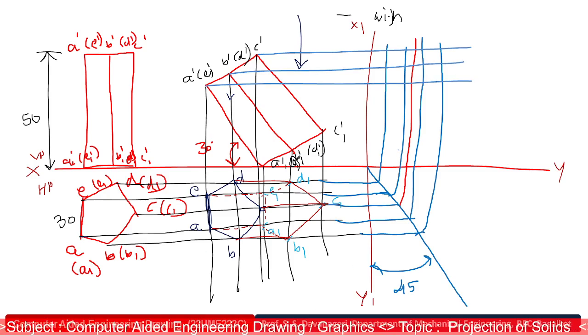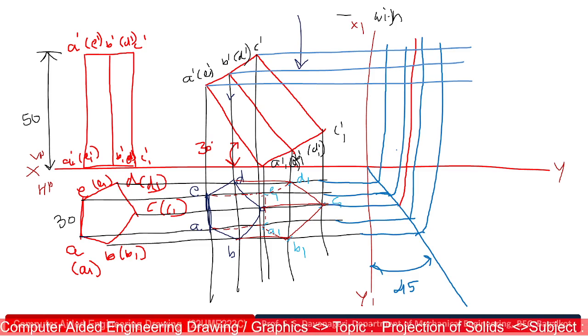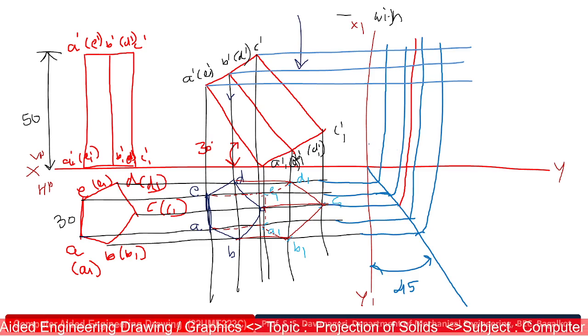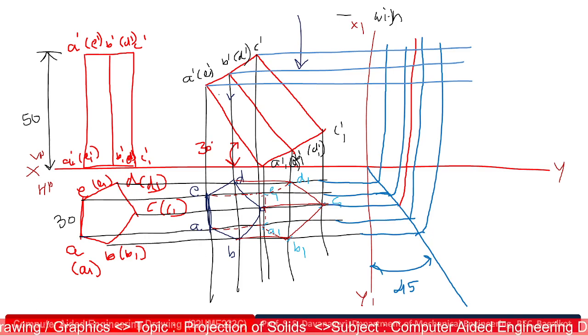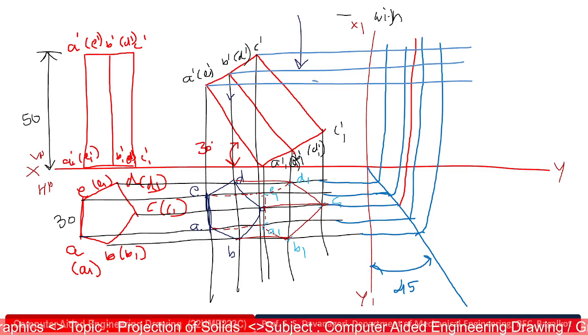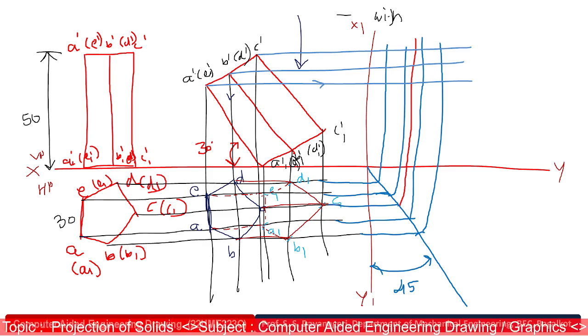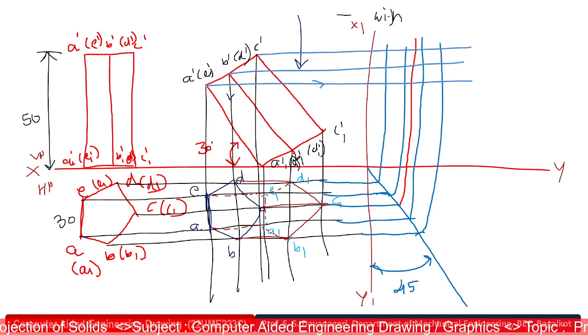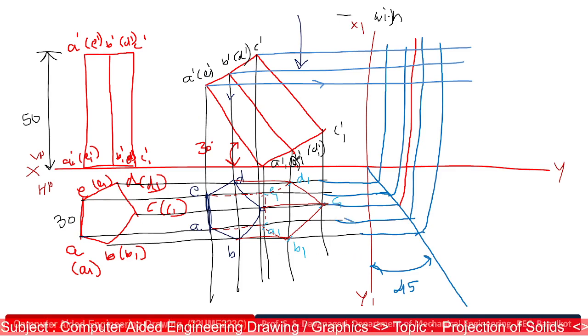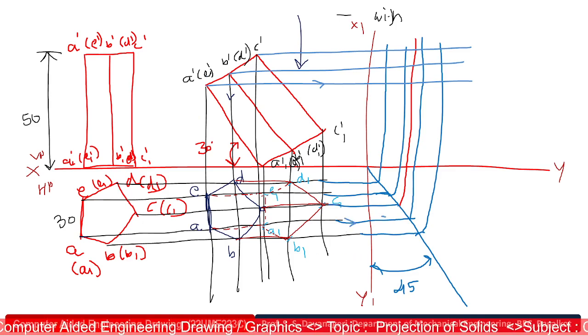Now let us first complete clearly visible. Top surface is to be clearly visible in a left view. Okay. Now just observe, this line refers to the A point, E point, that is A dash, E dash.